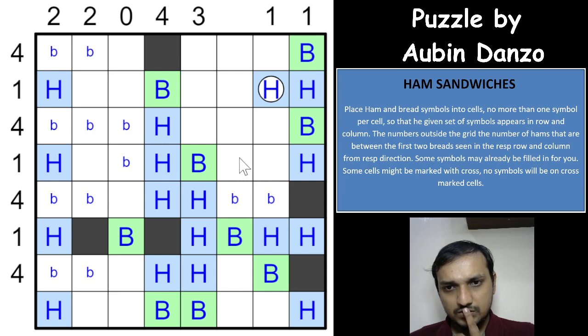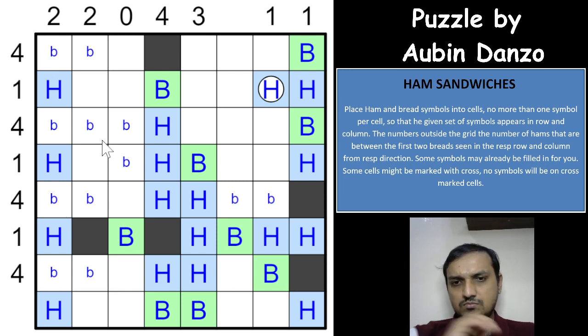If this is a B, this is H. If this is a B, if both of these are B, both of these are B. Come on. I'm still stuck here.